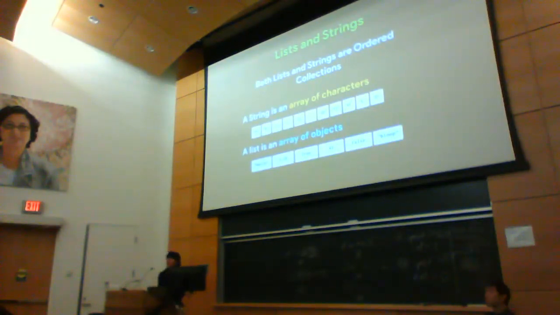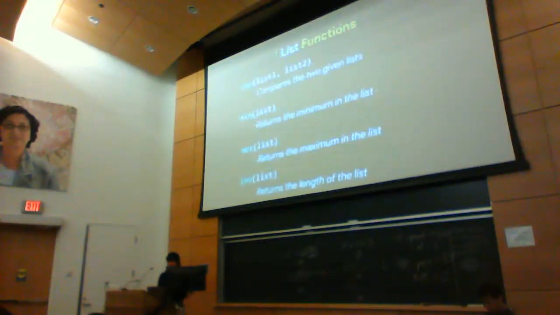Good. And then there are helpful list functions that you can use on the final exam, and you probably used these in the labs and exercises, and hopefully in your assignments. You have these. So cmp takes two lists and compares them. Min of the list returns the minimum item in the list. Max returns the max. Length of the list, like the length of the string, returns the number of items in the list.